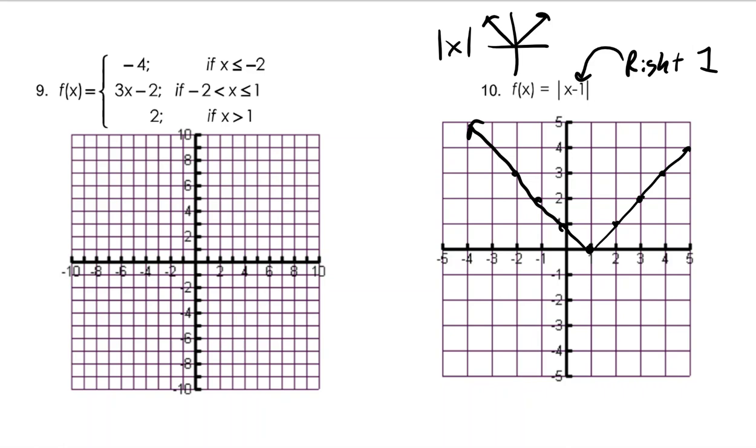And that will help us in the last question as well. So knowing that parent function, absolute value of x, and maybe shifting it up, down, left, or right.